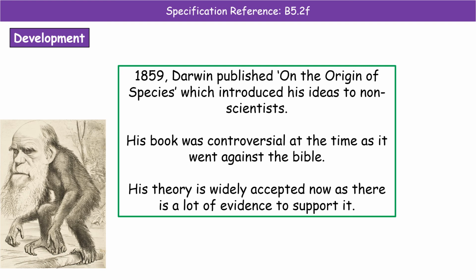Darwin then went on to publish an entire book called On the Origin of Species, and the whole idea of that was, rather than just having these scientific papers that were only viewed by academics, this introduced his idea to non-scientists, the general public. Now, obviously, going back to 1859, it wasn't exactly well received by all because it was quite controversial. You've got someone here saying, you know what, humans actually evolved from a common ancestor with monkeys.